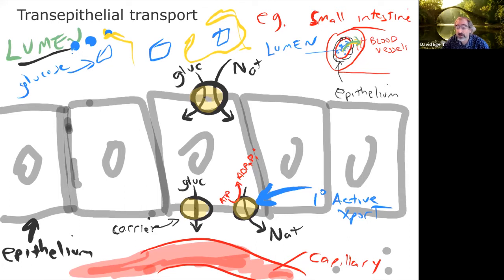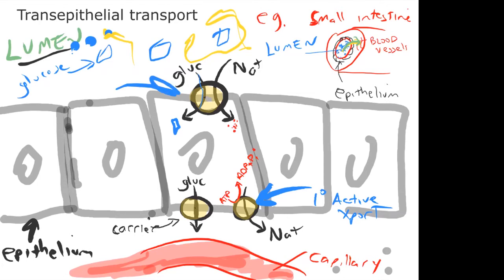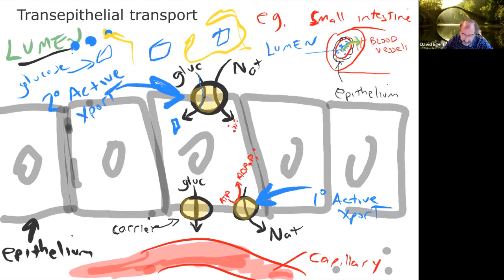But now we've created a concentration gradient of sodium by doing this. And so up here, we have glucose that is getting pulled in with the sodium that is trying to come back in. So what do we call this that's happening up here? Secondary active transport. Exactly. We've got secondary active transport happening where the glucose is getting pulled in, powered by the concentration gradient of the sodium.